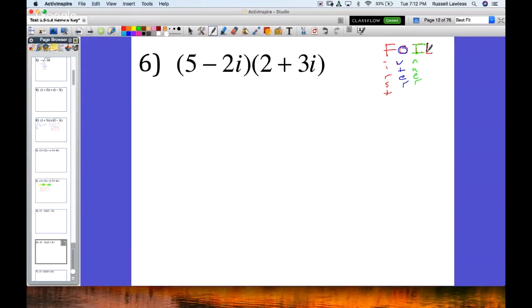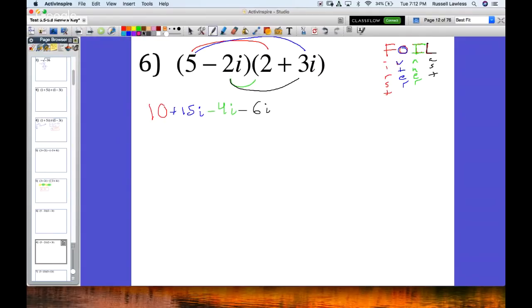I won't do this for all the problems, but just so that you can see what values go with what. The first means you're doing the first term times the first term. So you're doing 5 times 2 to get 10. From there, you're doing the outer terms, 5 times 3i, to get plus 15i. And then you're going to do the inner term, meaning the negative 2i times the 2 to get negative 4i. And then you're going to do the last term, this negative 2i times 3i, to get a negative 6i.